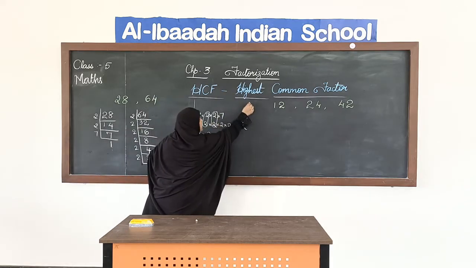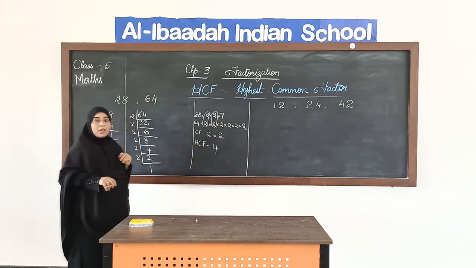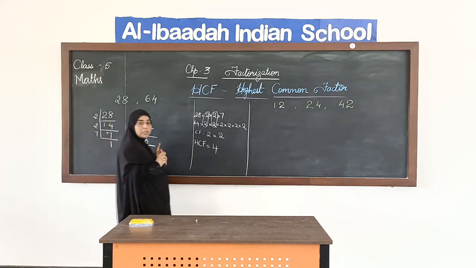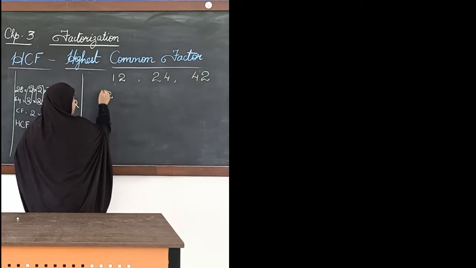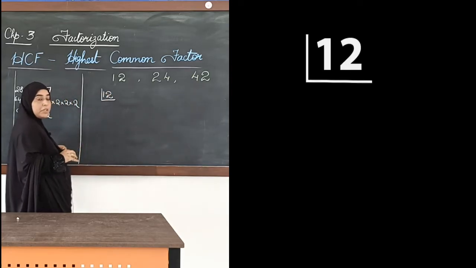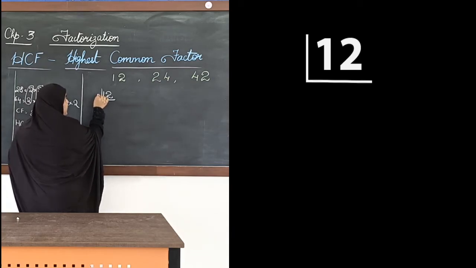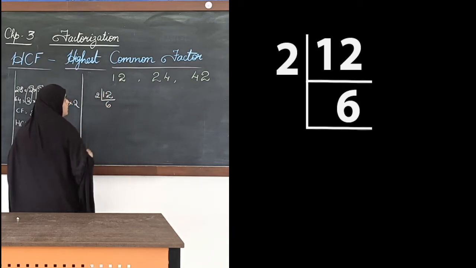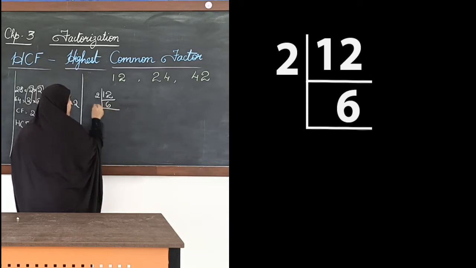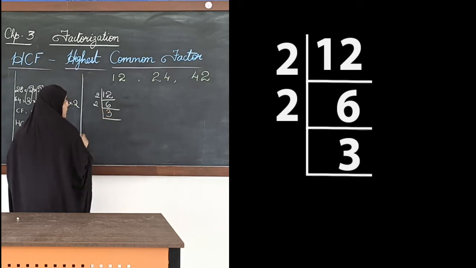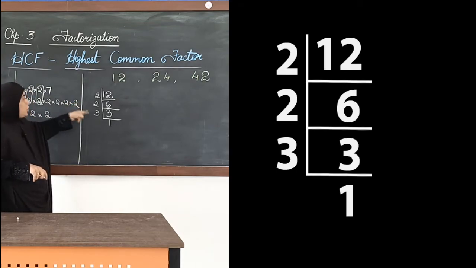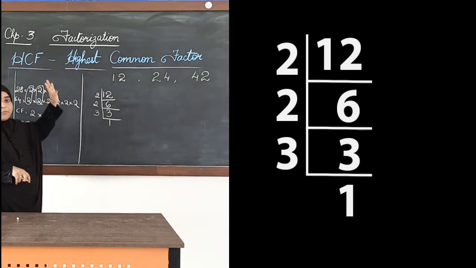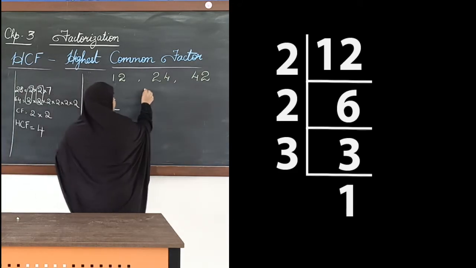Okay. Now we will try for 3 numbers, that is 12, 24 and 42, which is the highest common factor. Okay. First divide 12. We will use division method and we will divide 12 with the prime number, that is 2. 2 6s are 12. Then again 2 will divide 6, 2 3s are 6. Now 3 is a prime number, so 3 will be divisible only by 3. So 2, 2 and 3, these are the prime factors of 12. Okay. Now we will do it for 24.